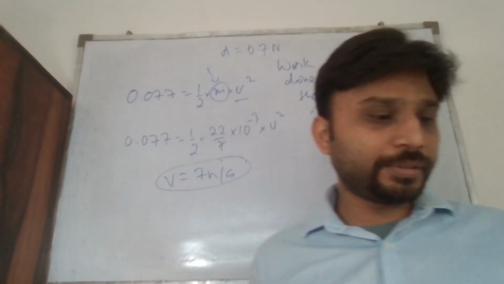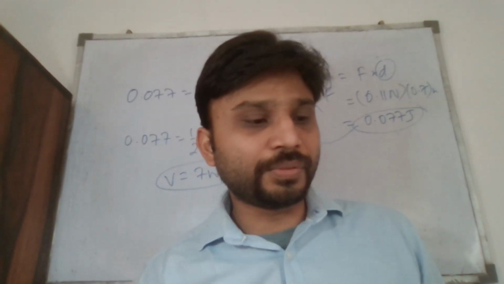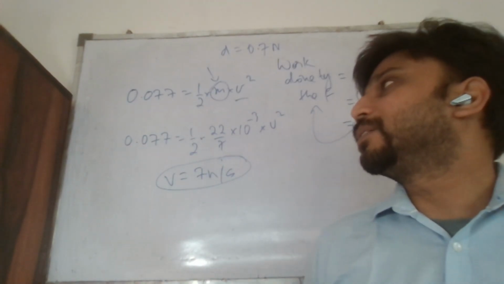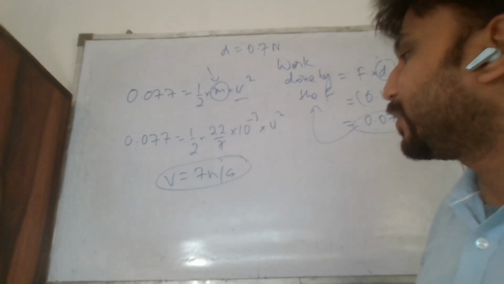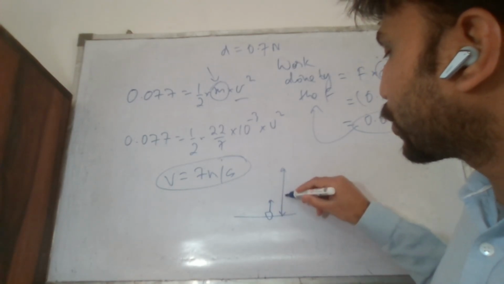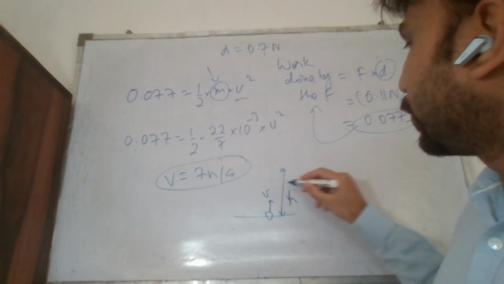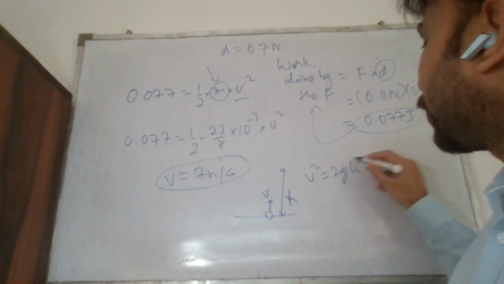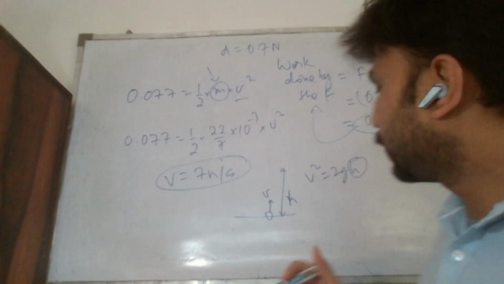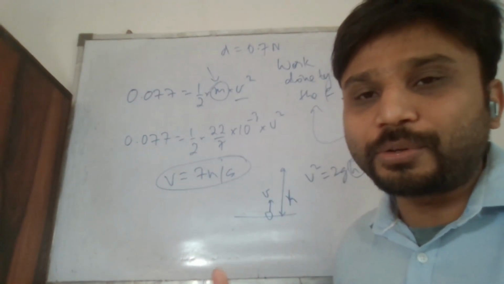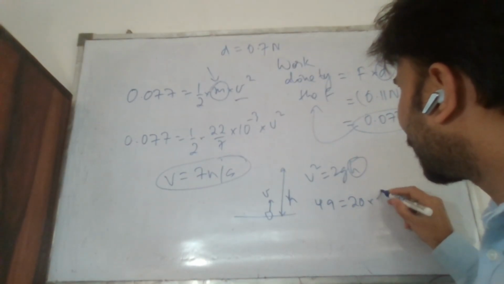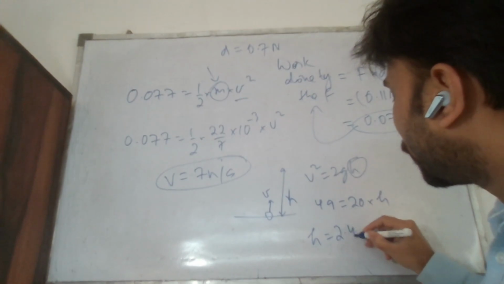Next option we have: if we neglect the viscous force in water, what is the height h it will go up to? So we have to simply say v squared is equal to 2gh. After coming out of the water, it will reach some height h. So what will be the value of h? This value of h it is saying should be 1.4. But as we calculate, it won't come out to be 1.4. If we put in the value, this is 49 equal to 20 into h. So this h comes out to be some 2.45 meters.